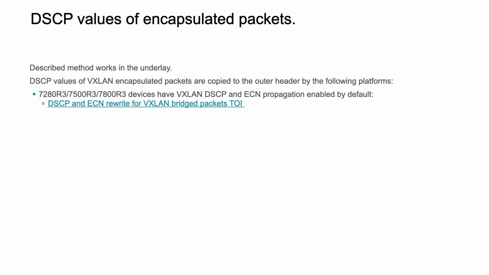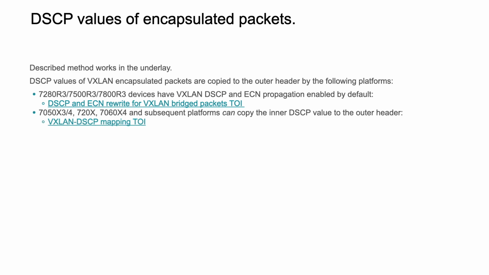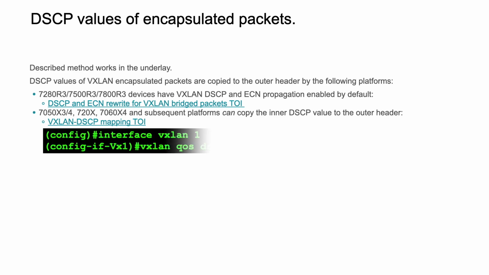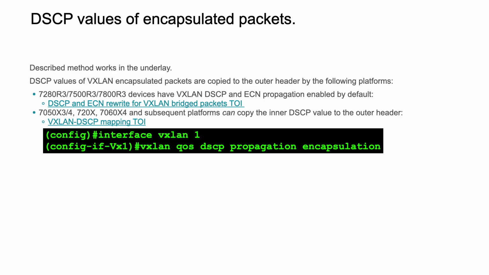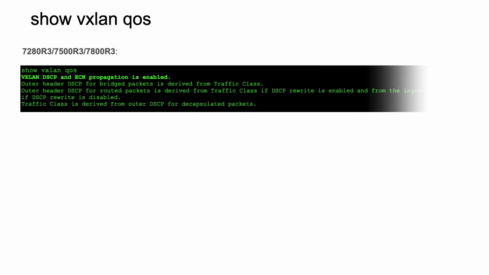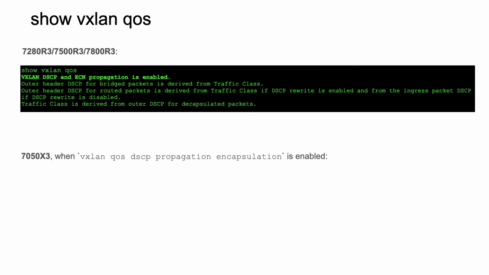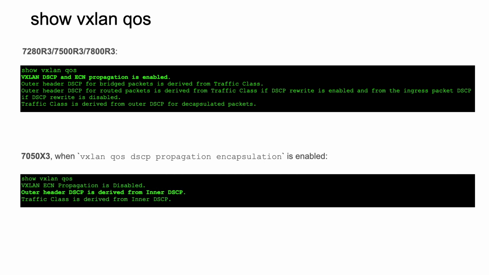Our trusted 7050X3 leaf switches can do that with a single liner configuration. More information in the VXLAN DSCP mapping document. We can enable this feature under VXLAN interface configuration with the command VXLAN QoS DSCP propagation encapsulation. With both platforms, the show VXLAN QoS command can be used to confirm whether DSCP propagation to the outer header is enabled or not.